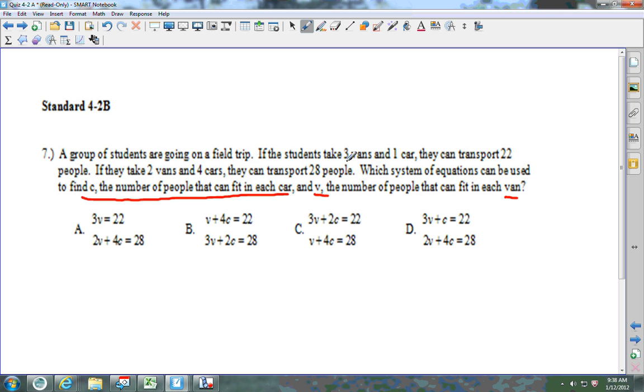Okay, look at the first sentence. It says 3 vans plus 1 car can equal 22. That does not have it here. I'd cross out A. What about B? Nope. C? Nope. D is the only one. Now, depending on which version you have, there's only one equation that has 3V plus C equals 22. The next one, if you wanted to check it, it said 2 vans, 2V, and 4 cars, 4C equals 28. So this should be our system.